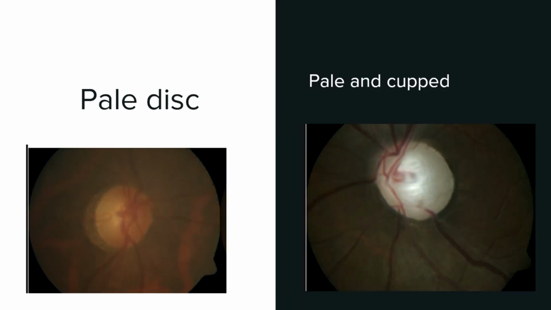Okay, go on. Here are examples of a pale disc and a pale and cupped disc. In the first image, the cup is okay, but the disc is pale. In the second image, you can see there is a deep cup with a pale disc. In the left image, can you see the temporal pallor? And the right one shows the completely pale and cupped disc.